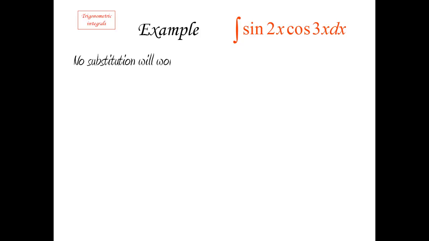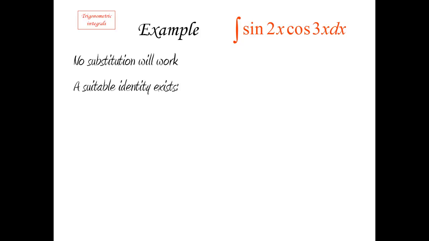fact going to work. If we try to get rid of the 2x, we're going to get stuck with the 3x and the other way around. Okay, so what is going to work here? There is an identity that is going to work, but it is an identity that probably you have not seen in high school. And no, it's not one of the usual double angle, triple angle things and so on.